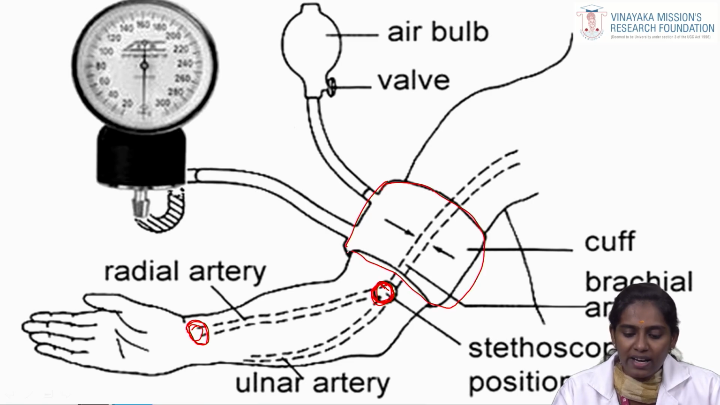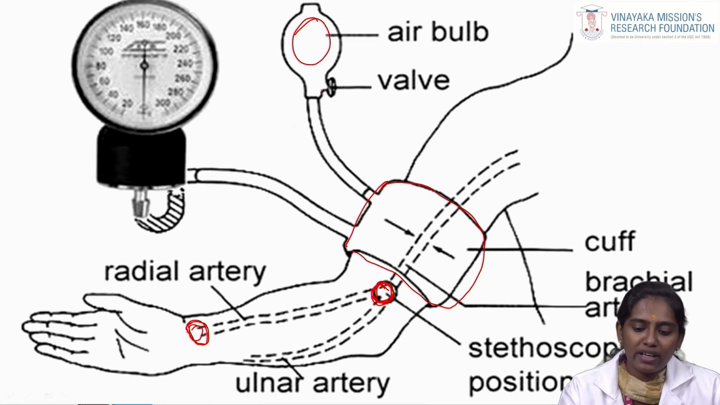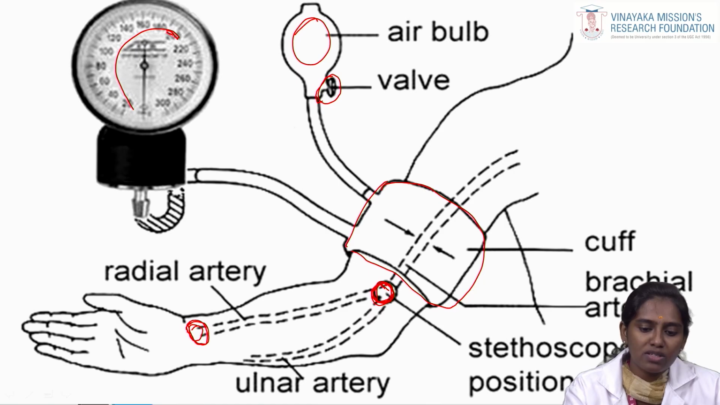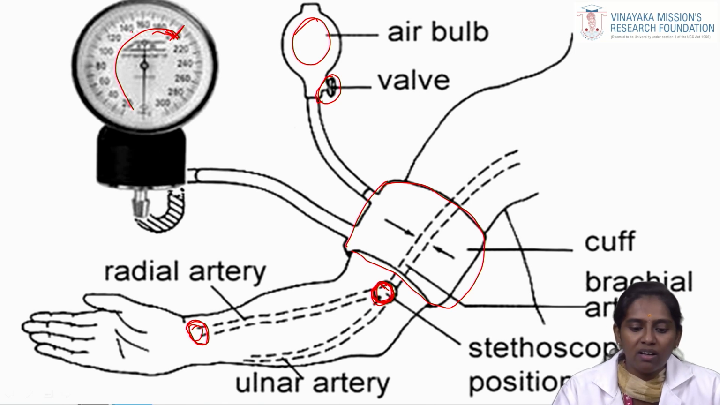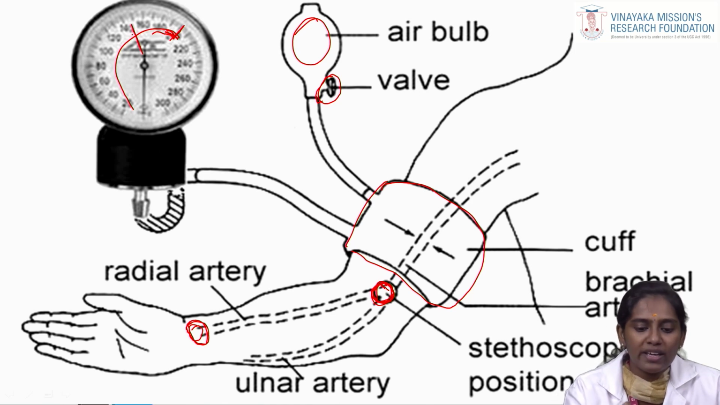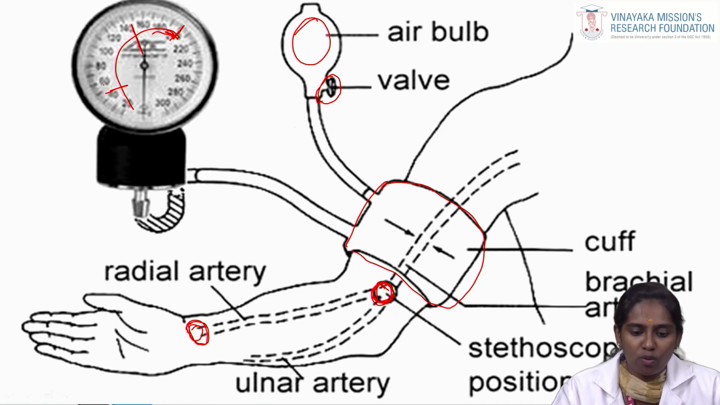Here the cuff will be tied, and using the air bulb you can raise the meter up to 200. Then slowly reduce it. How you will reduce is, you have to open this valve. By opening this valve, after reaching 200, you reduce the pressure while measuring BP. The first sound you will hear is the systolic sound. Then the second sound you will hear is the diastolic sound. This is how you will measure the BP. You can hear the sound using the stethoscope, keeping the knob on the brachial artery.